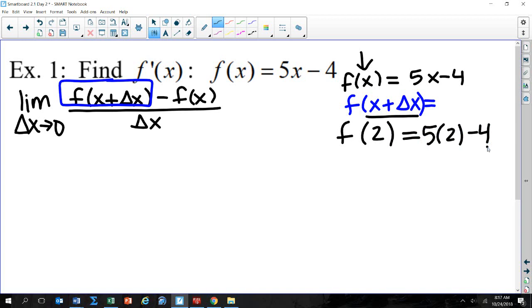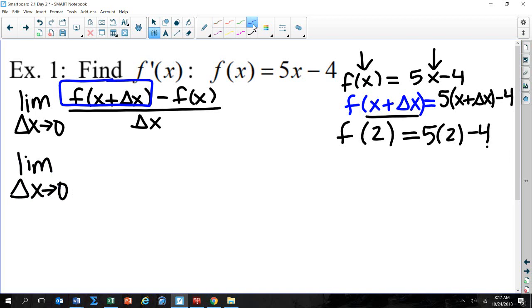Everywhere I see an x in this original equation, I'm going to replace it with x plus delta x. So it would be like 5 times (x plus delta x) minus 4. This is just a side note. So that's what I'm going to replace first. We're going to have the limit as delta x approaches 0 of, what did I just say? 5 times (x plus delta x) minus 4. Right, that's the first chunk.